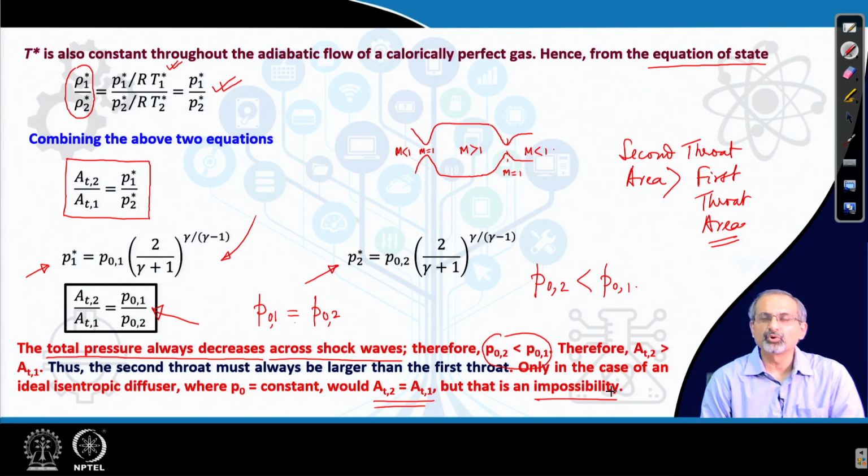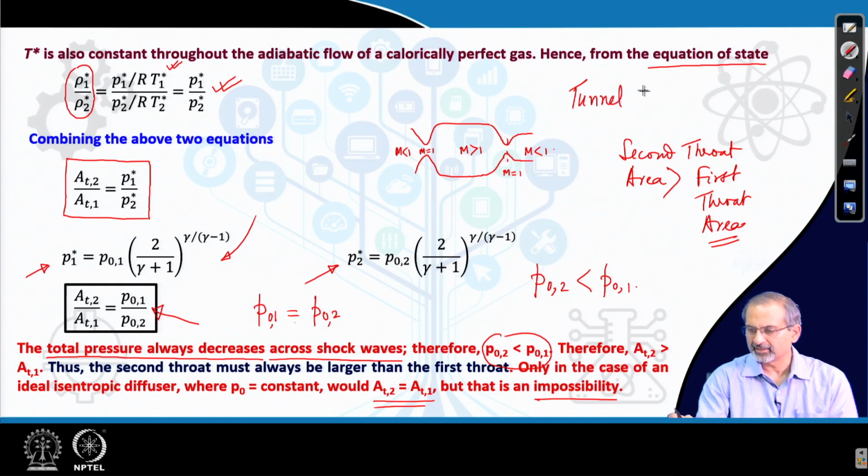What happens if you do not maintain it? Then the tunnel tries to adjust and go to a different equilibrium, but then you have to have sufficient area available at the second throat, so that the tunnel starts appropriately.